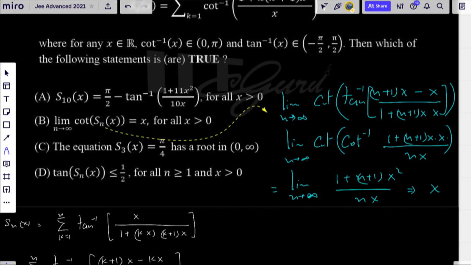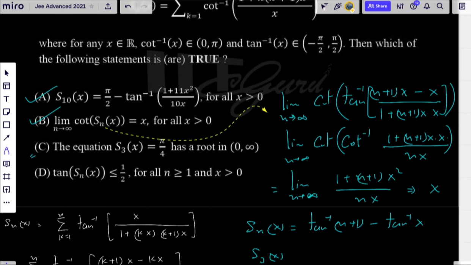So Sn of x, let me write here, Sn of x is tan inverse, we have already derived, (n plus 1)x minus tan inverse x. This one, B option, is correct. Okay. So for C, it says there is a real root, so one more. So S3 of x. Sn of x we know. So what about S3 of x? We can say that A and B options are correct. Now we are selecting for C.